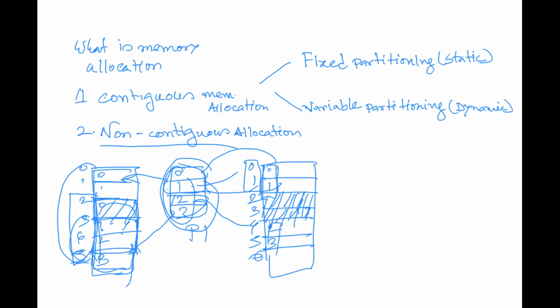Let's start with fixed partitioning. But before we start, any question on contiguous and non-contiguous allocation? This is important. It is also understandable from the names themselves.